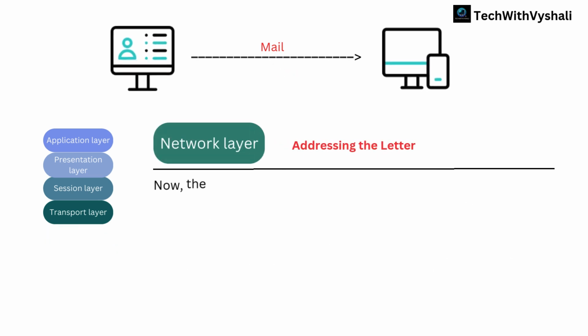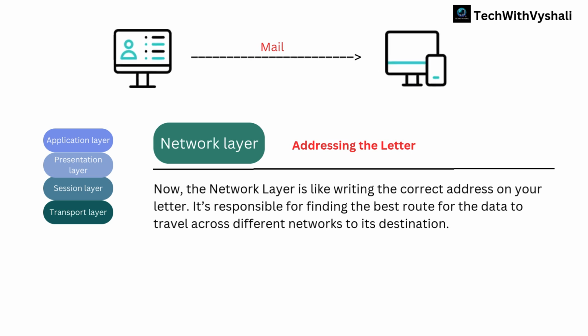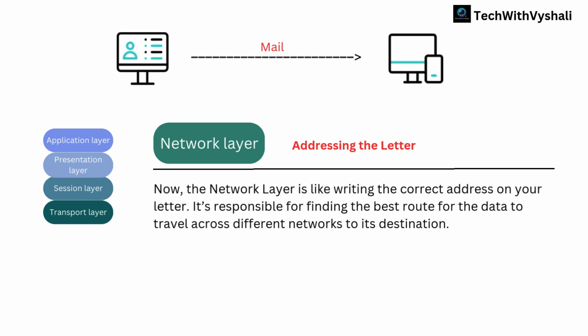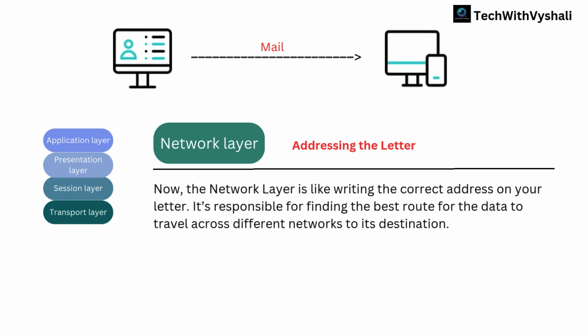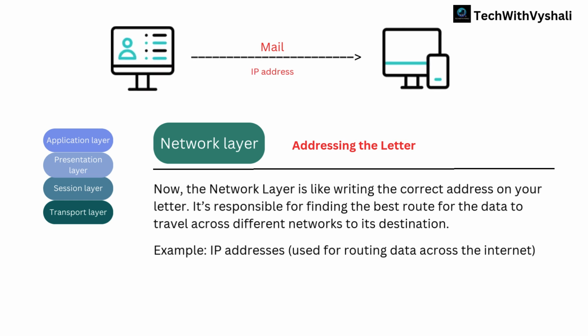Network layer, layer 3. Now, the network layer is like writing the correct address on your letter. It's responsible for finding the best route for the data to travel across different networks to its destination. Example, IP addresses, used for routing data across the internet.